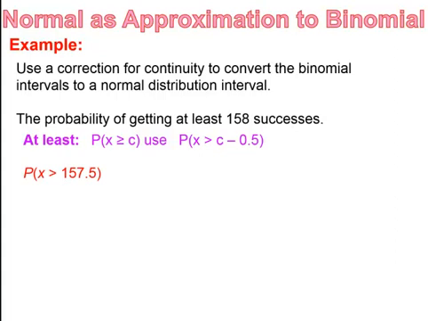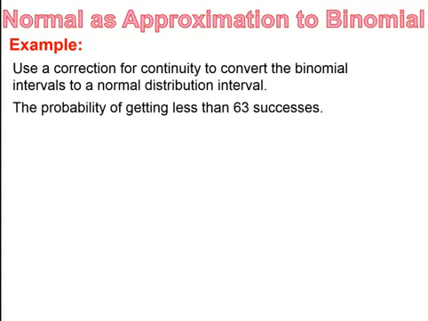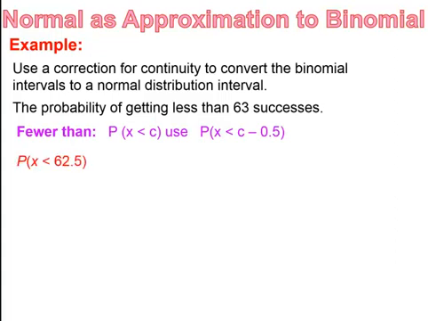So the corrected interval is very important. The wording will help us to write the probability statement. This next one, we want the probability of getting less than 63. So I want to write the probability format, and because it's less than, I'm taking 0.5 away from the 63. So my corrected interval would be x is less than 62.5.